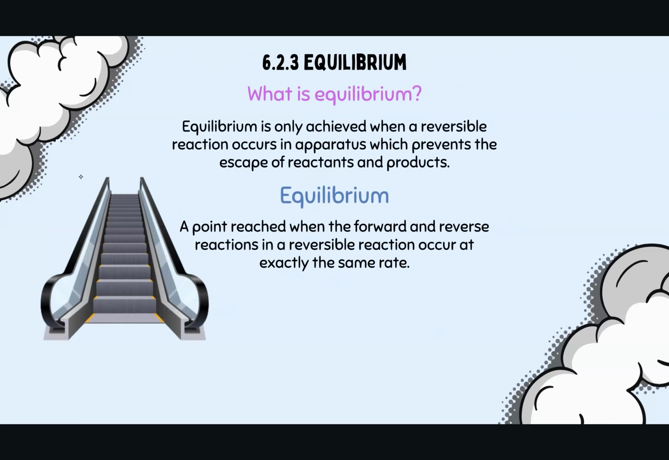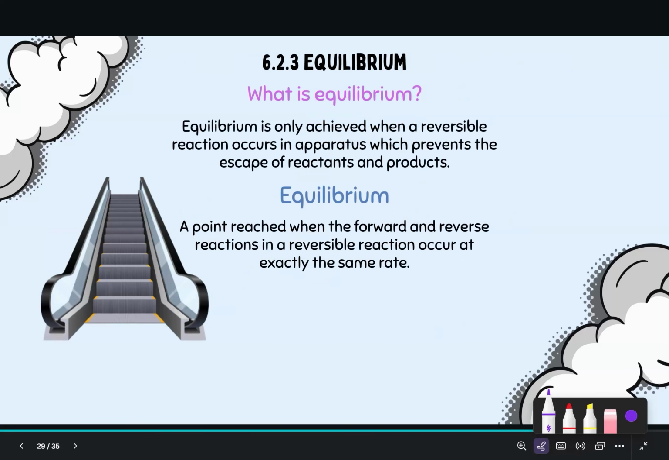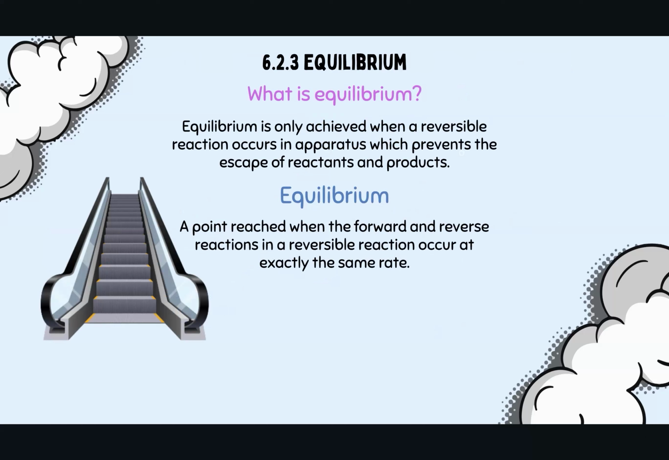So what is equilibrium? Equilibrium is only achieved when a reversible reaction occurs in apparatus which prevents escape of reactants and products. So it means when you're doing the reaction, you put a lid on top of it. You can only reach dynamic equilibrium if you put a lid on top and none of the reactants are lost. So it has to be a closed system.